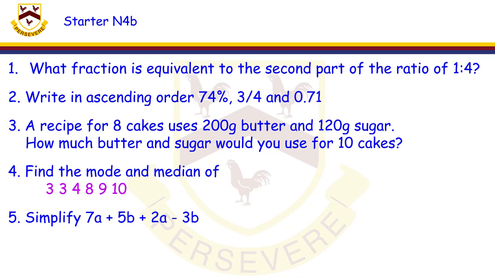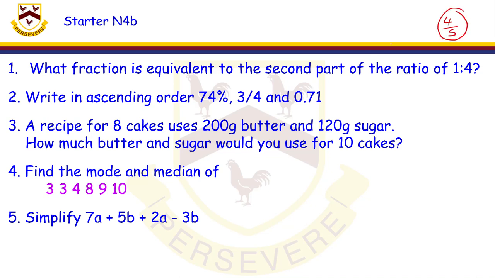Okay, question number 1. What fraction is equivalent to the second part of the ratio 1 to 4? First part is 1, the second part is 4. So total number of parts is 5. 1 plus 4 is 5. So the second part is going to be, you should have 4 out of 5.